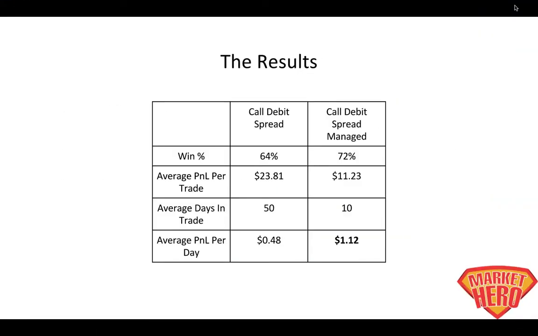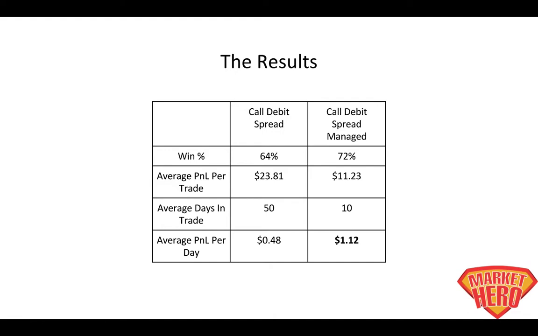You can see it's obviously a pretty big difference, and a couple of things really stand out. The first is that we make more than double when we manage our spreads at 50% of max profit. The second, which we don't see this big of a discrepancy in any other strategy, is that we're in the trade for a fifth of the time. It takes a fifth of the time to get to 50% of max profit.